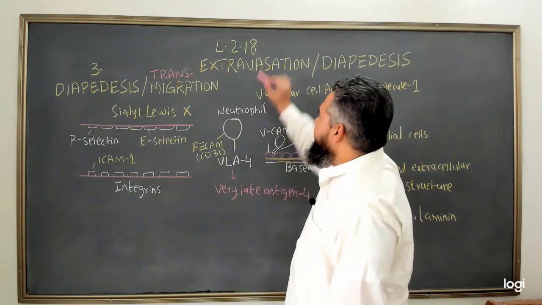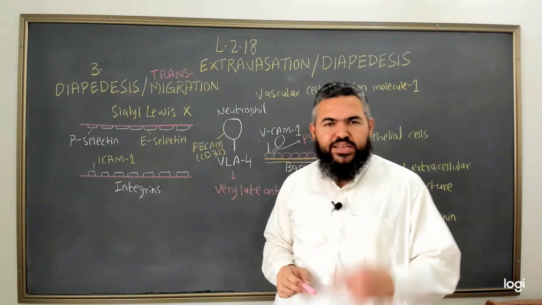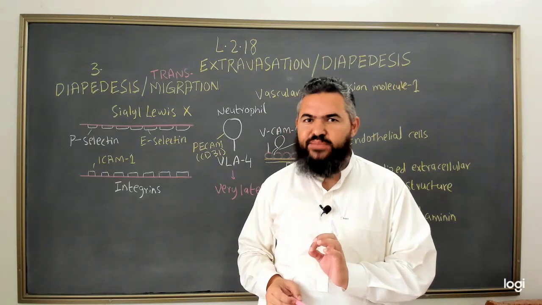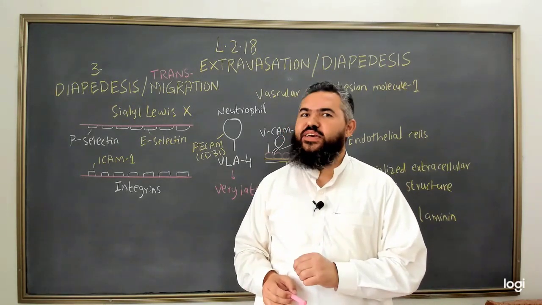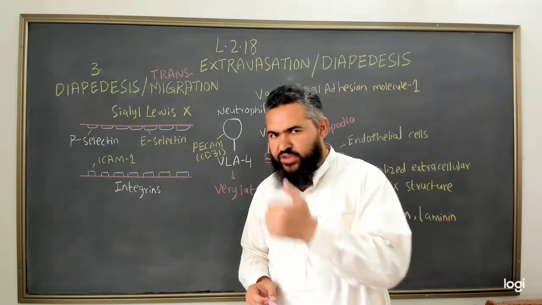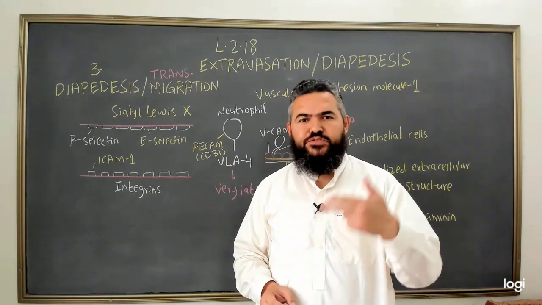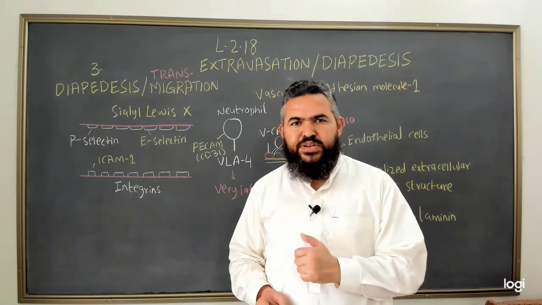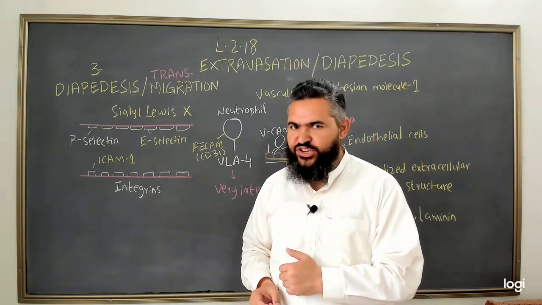And this is the 18th video of chapter 2 of Immunology. In the last two videos, I've told you about the extravasation or the diapedesis, which is actually the movement of the immune cells from the blood vessel into the damaged tissue. In the last two videos, I've told you about the first two steps of the extravasation. The first step was the rolling adhesion, and the second step was the tight binding.